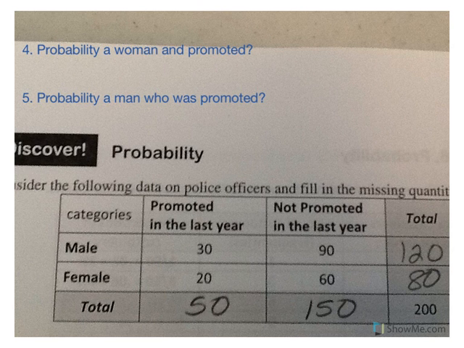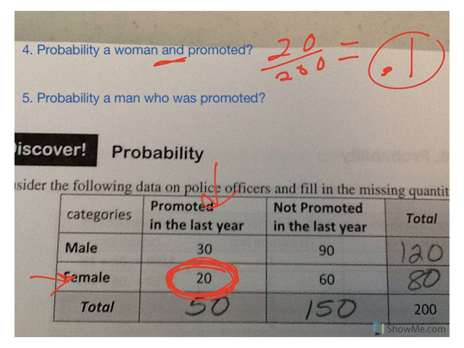Okay, let's continue on with number 4. Now we're going to look at the word and. You'll see we did not have the word and before, and now we do. So now we want to find the probability of finding a woman and someone who was promoted. When we look at our table, a woman and promoted is right here, because that's where the females who were promoted are. So we would take 20 over all the police officers, because we're still going out of police officers, selecting a random officer who is a woman and was promoted, and that gives us 0.1.